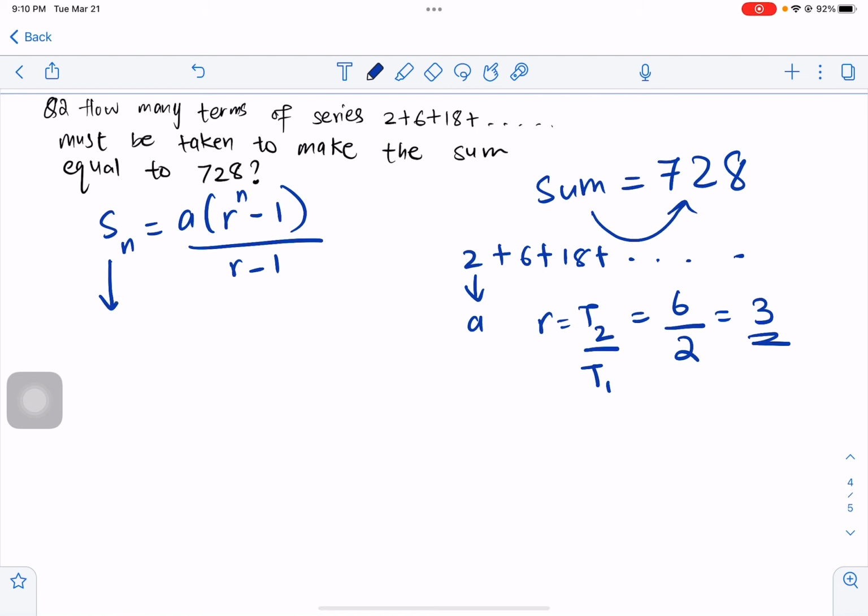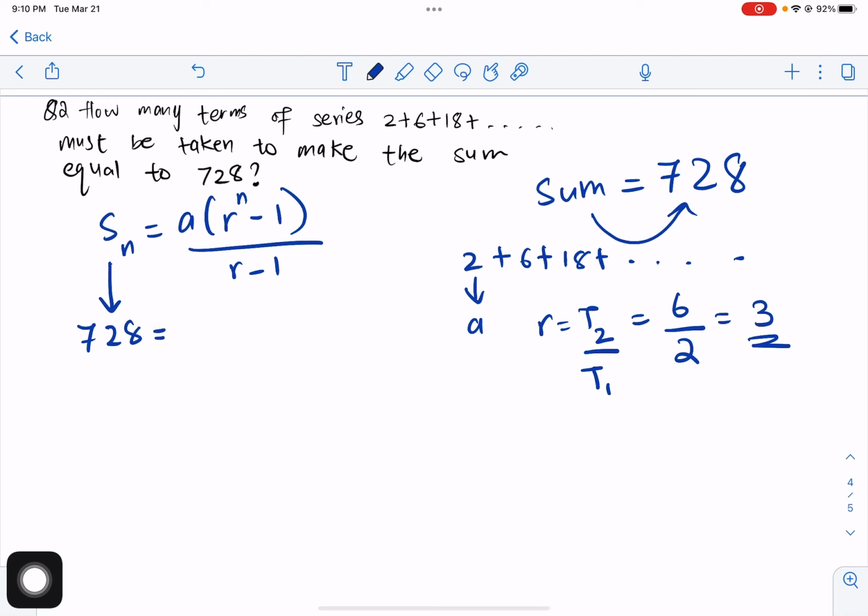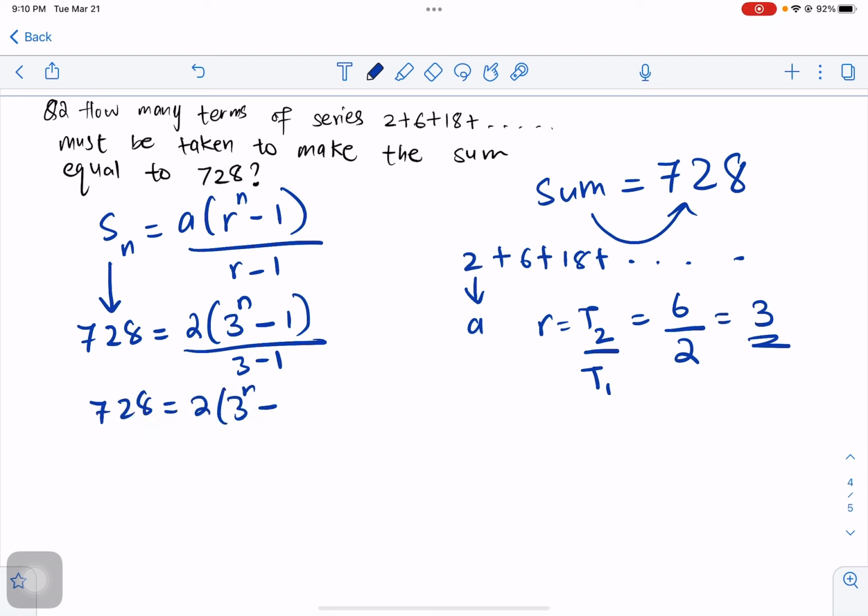Now the value of the sum is already given, so when you add up, the sum seems to be 728, and in place of a you write 2. You got r as 3, but we don't know how many terms have been taken and added, no? So n is unknown. R minus 1 means 3 minus 1 here, right? So we have 728 is equal to 2 times 3 raised to n minus 1 over 3 minus 1, which is 2. So now you just have to cancel out things.